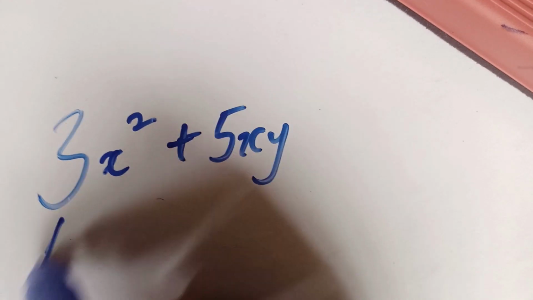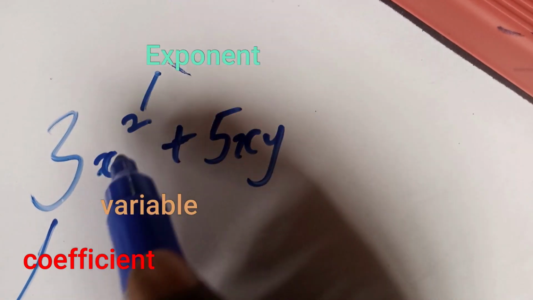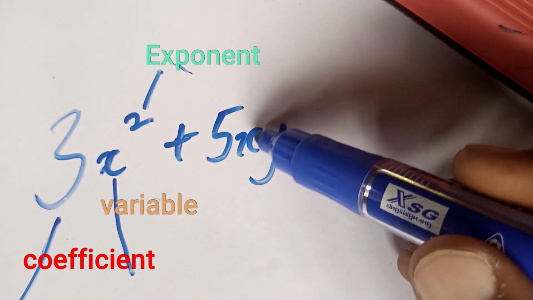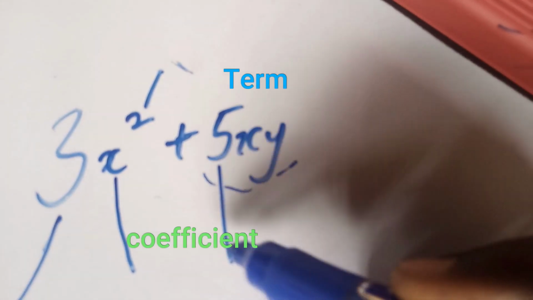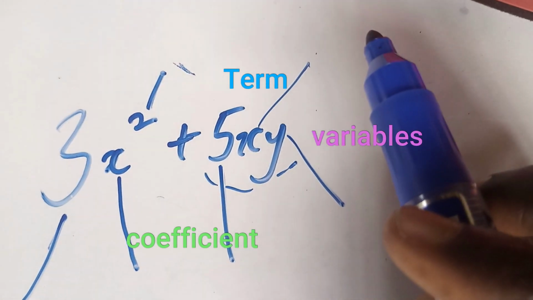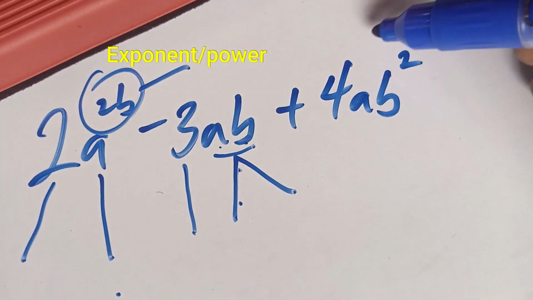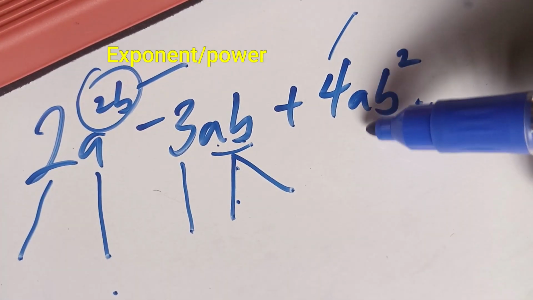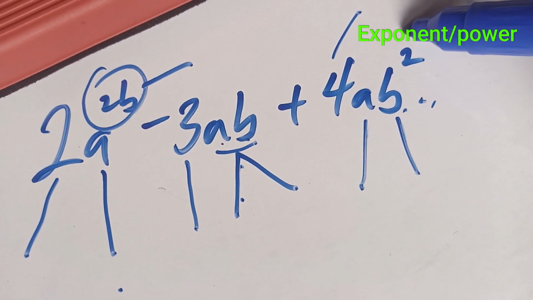3 is the coefficient of x raised to power 2. So 2 here is the power. You understand? And then we have x here to be the variable. And also we have another term here, which is 5xy. So the 5 is the coefficient, x is the variable and y is also a variable. And we have 4 here as the coefficient, and we have a here as a variable and b here as a variable raised to power 2, which is a power. So 2 here is a power.